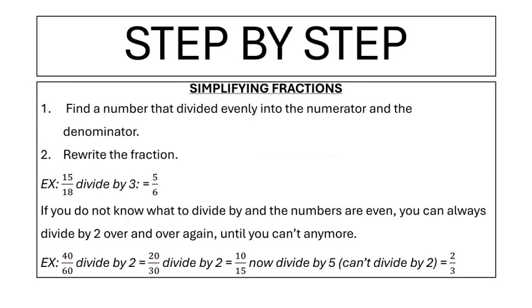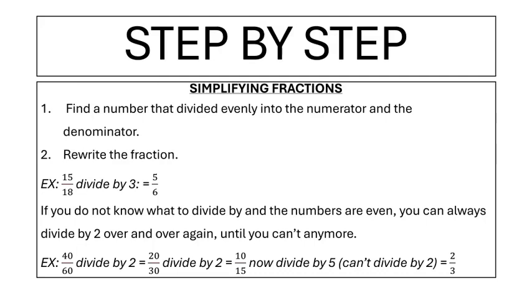This section is step-by-step instructions and examples on simplifying fractions. You need to simplify fractions if it is possible every single time. To do that, you first find a number that divides evenly into both the top and the bottom numbers. You cannot have any remainders. Then divide both and rewrite the fraction. For example, if you have the fraction 15/18, you can divide both by 3. 15 divided by 3 is 5 and 18 divided by 3 is 6. Then rewrite it as 5/6.